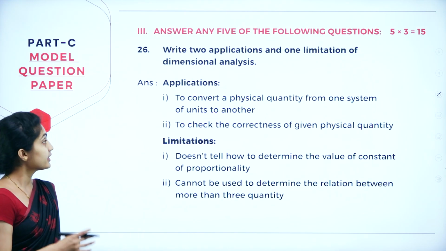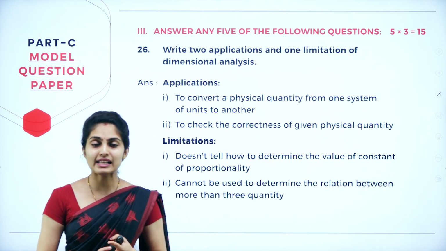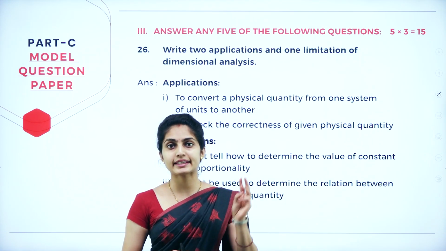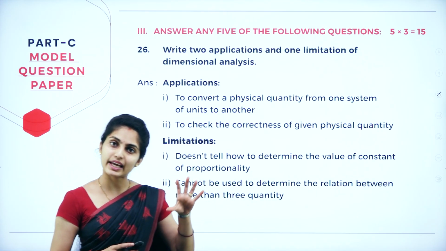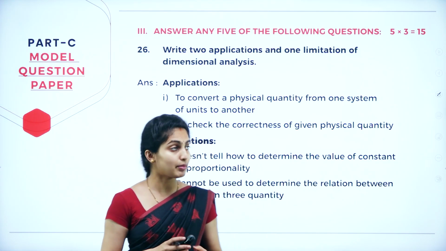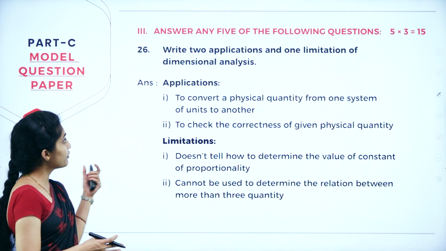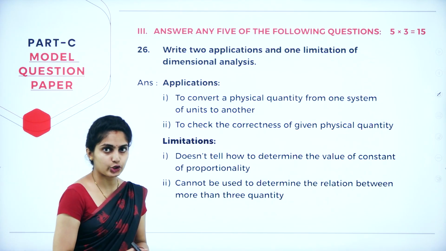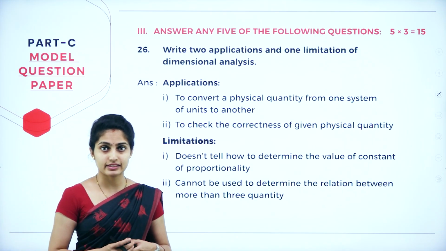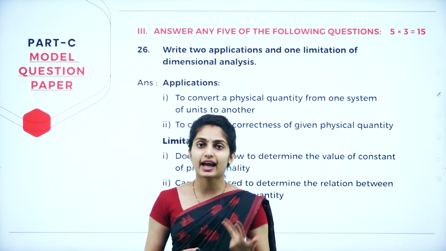Okay, next is Part C, that is the third Roman number. Here you will have to answer any 5 of the following questions, and each question carries 3 marks. Only any 5 of the following questions, each carrying 3 marks. 5 into 3, it's a total of 15. So what do we have here? We will have to write 2 applications and 1 limitation of dimensional analysis. 2 applications, 1 limitation. Each point carries 1 mark.